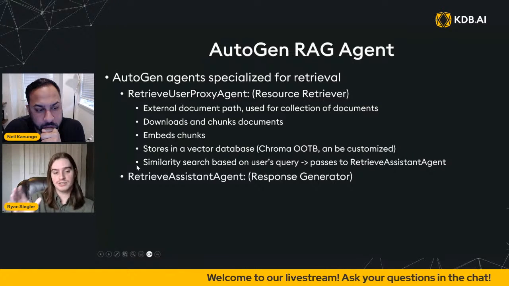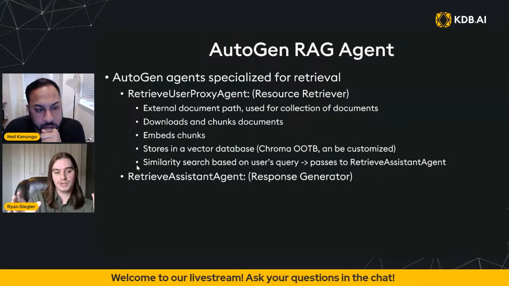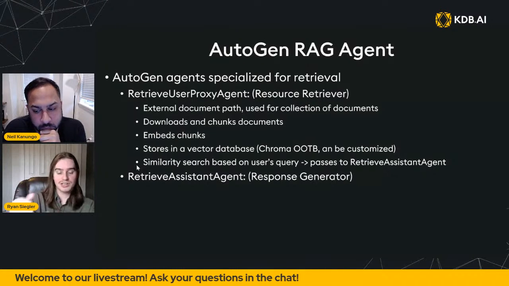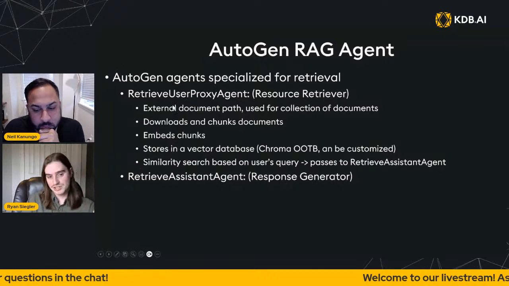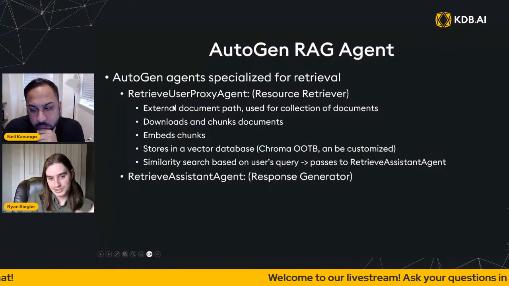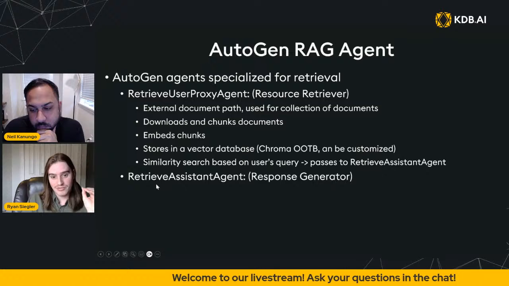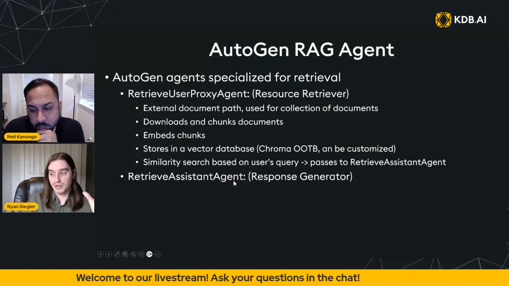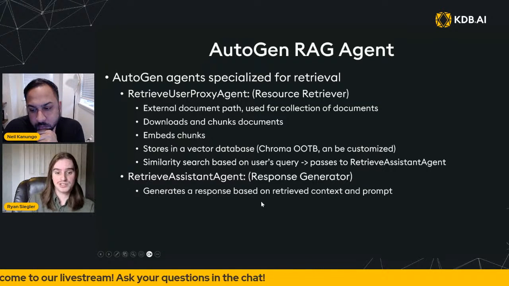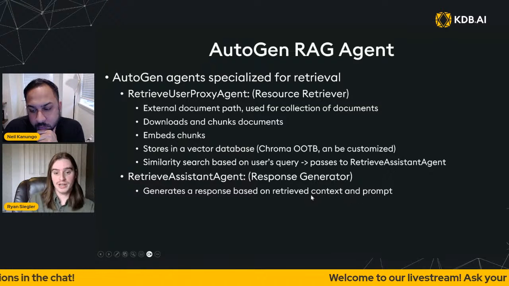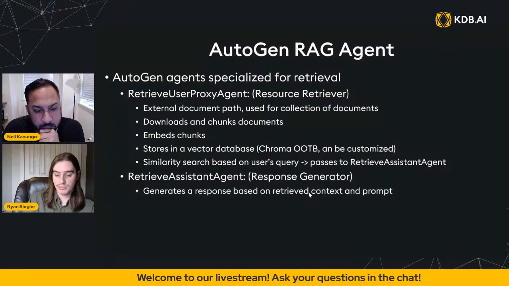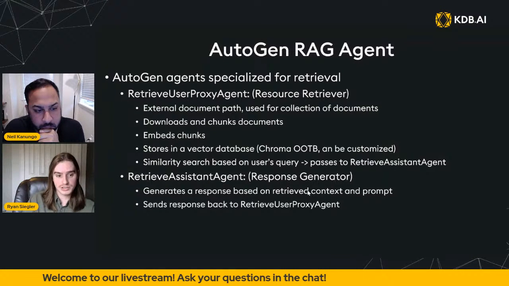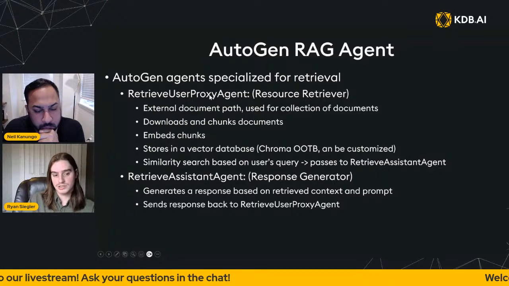Now, if we think back to that two agent architecture, the second, which is the assistant agent, that one is the response generator. So we have our retriever, which gets the relevant information and chunks of data. And then we have our response generator, which is the generation side of things, where it passes this relevant information to an LLM and is able to get an answer based on A, the prompt, and B, that relevant contextual information that you get from the user proxy agent.